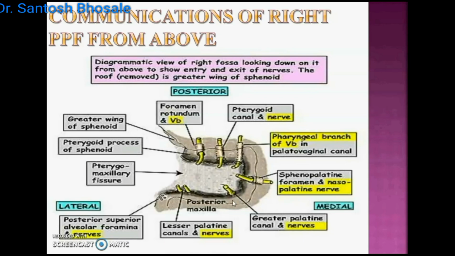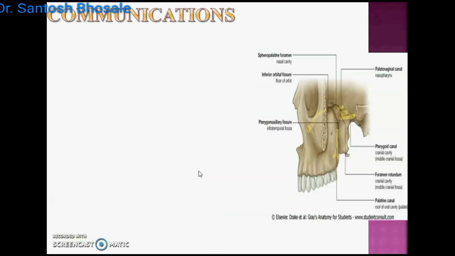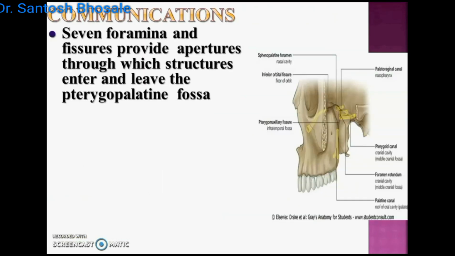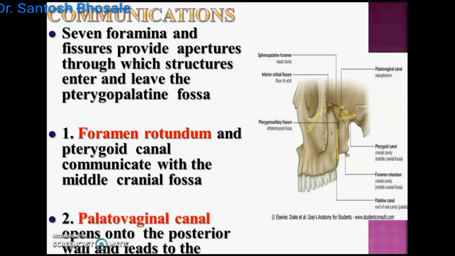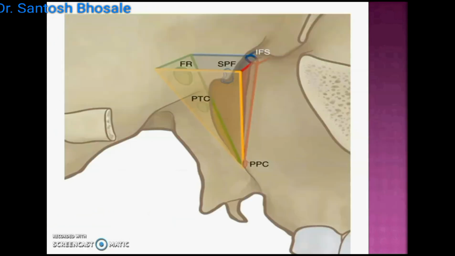In the medial wall, the sphenopalatine foramen. Whereas in the floor, you will see the greater and lesser palatine foramina. Whereas in the anterior wall, some foramina in the posterior surface of the body of the maxilla. So there are 7 foramina and fissures that provide communication of the surrounding areas to the pterygopalatine fossa. Foramen rotundum and pterygoid canal communicate the middle cranial fossa with the pterygopalatine fossa. The palatovaginal canal opens into the nasopharynx there.